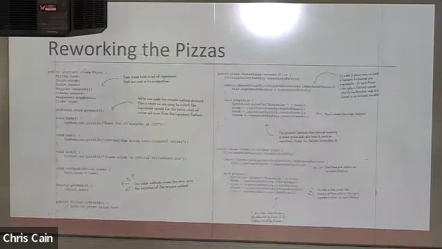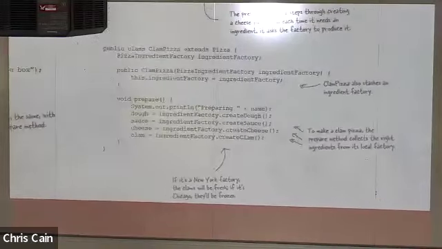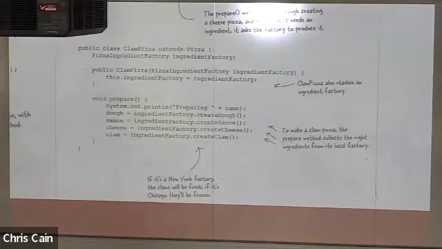Same thing for a clam pizza. So a clam pizza has a separate ingredient factory. We have a different ingredient factory potentially for each possible subtype of pizza, because we don't know if it's a New York style clam pizza or a Chicago style clam pizza. The ingredient factory that's passed in is going to tell us which one of those associated types it is, and then it's going to prepare it in the associated way based on that ingredient factory.